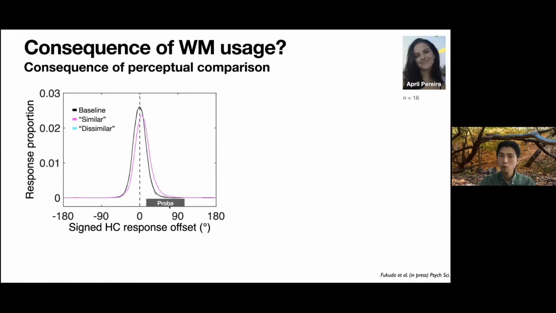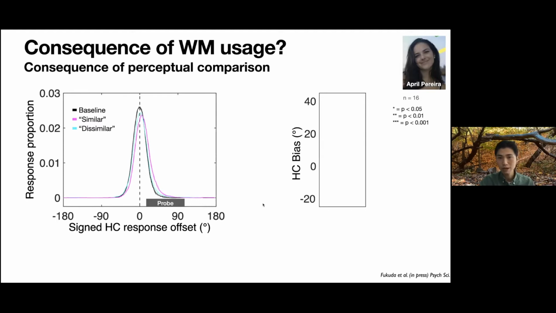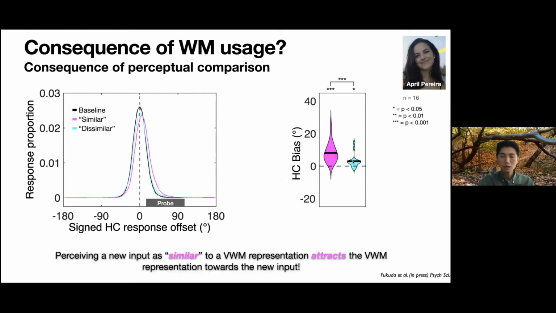On the other hand, when the probe was judged to be dissimilar, what we found is a much weaker shift. Just to quantify the magnitude of this bias, we computed the mean response offset so that the positive value indicates the response offset in the direction of the probe. When the probe was judged to be similar, we found a nice reliable bias in the direction of the probe. But when the probe was judged to be dissimilar, the bias was much more attenuated. So what this result seems to suggest is that perceiving new input that's similar to working memory attracts the representation to that similar looking input.